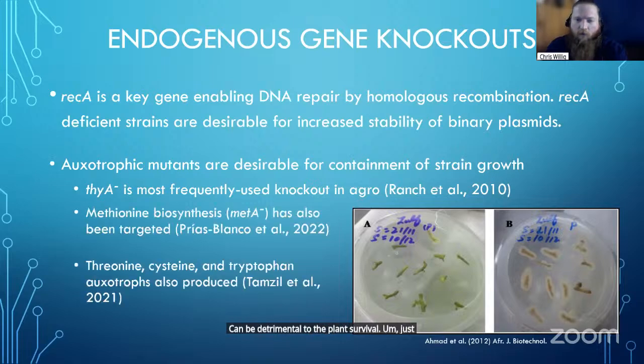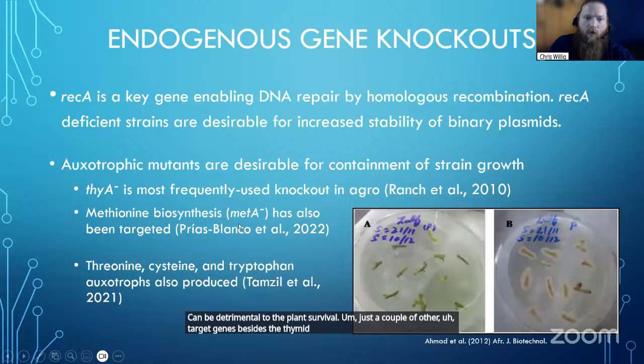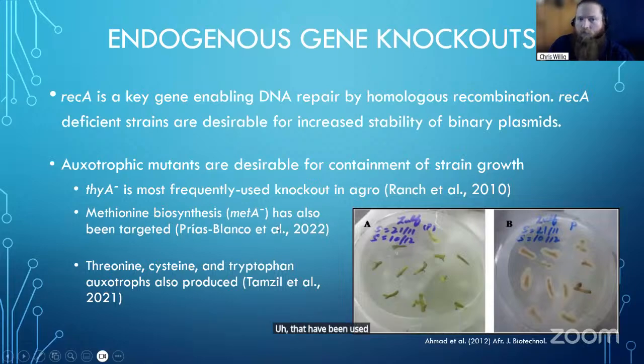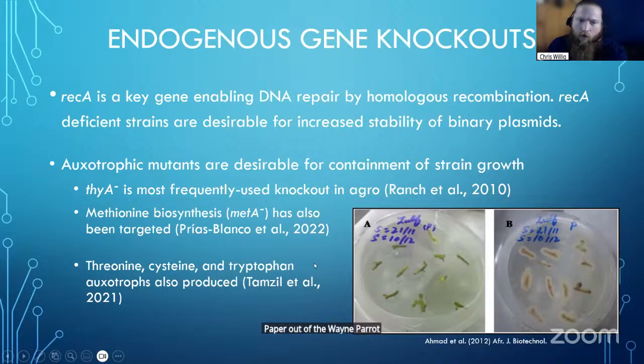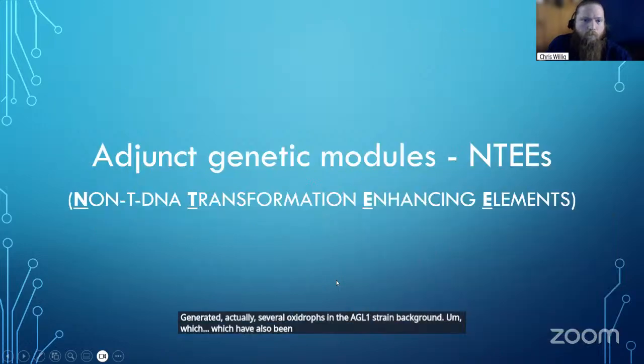Just a couple of other target genes besides the thymidine auxotroph that have been used. The thionine biosynthesis gene has been knocked out by a paper out of the Wayne Parrott lab, and another paper generated several auxotrophs in the AGL1 strain background, which have also been applied.